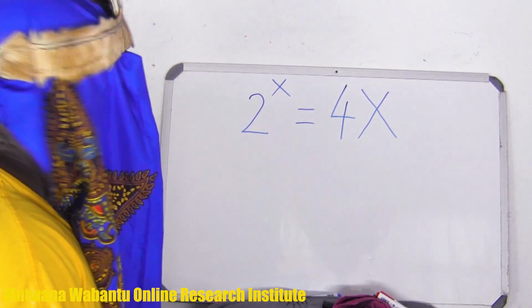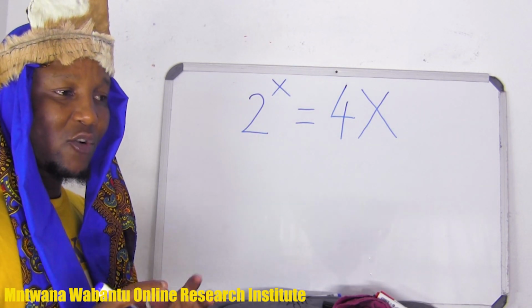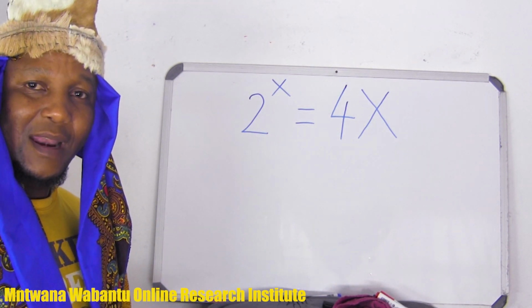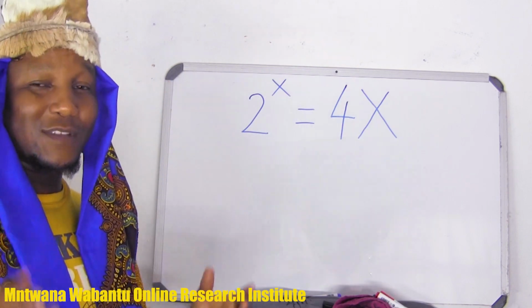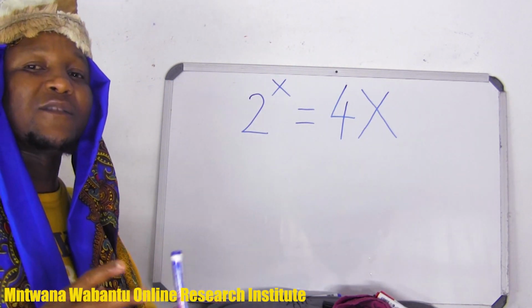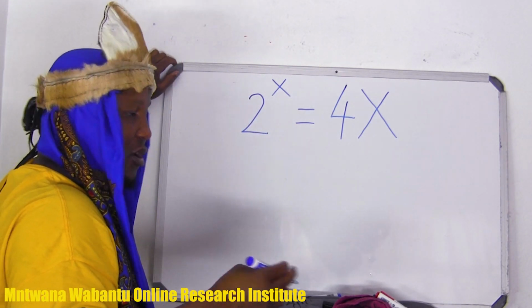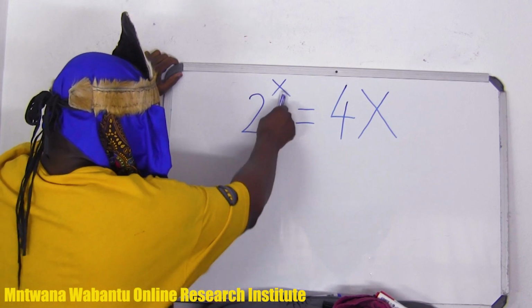Let me start with the first method. I'm going to do the controversial method first. I once did this question and a lot of people came at me. So now let's start with the controversial method. I'm going to apply logarithm on both sides because I have an exponential there.